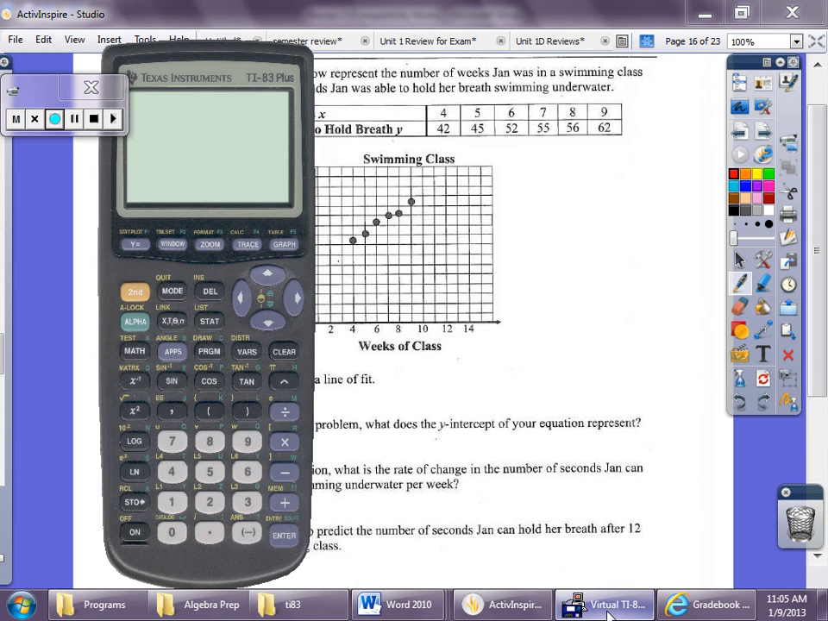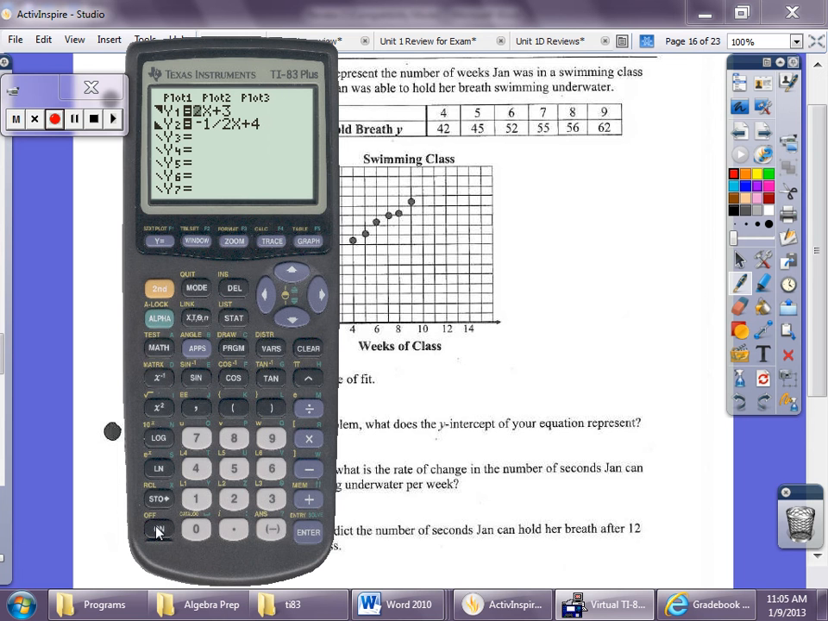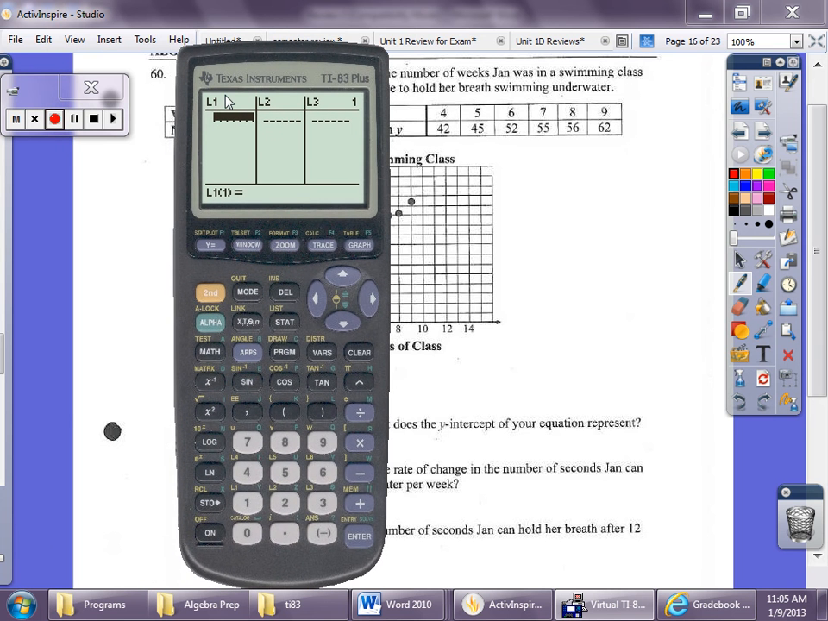So what we're going to do is use our graphing calculator. I'm going to reset my memory, clear it all out, and then press stat, edit, and enter my x values in L1. That's 4, 5, 6, 7, 8, 9. In L2 I'm going to enter my y values: 42, 45, 52, 55, 56, and 62. Enter. If you notice, there's not a constant rate of change between these values. That's why we have to find the line of best fit.